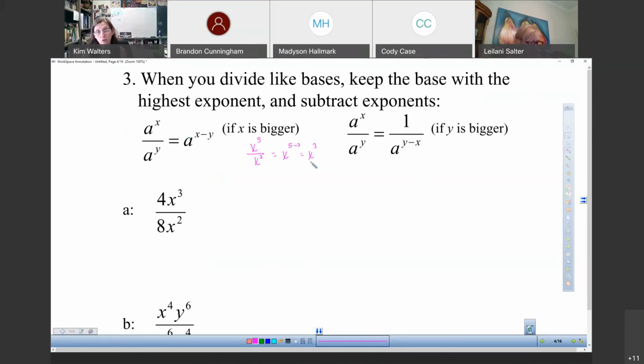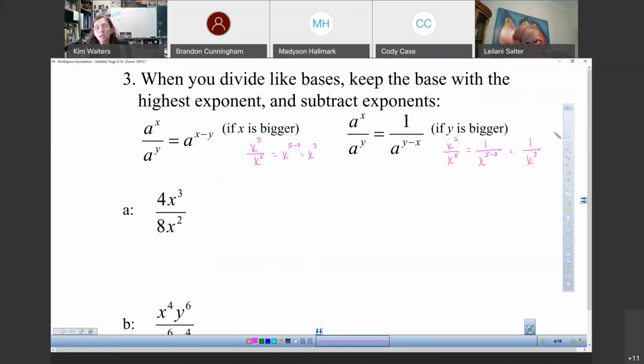Let's flip that over, and let's do this as x to the 2nd power over x to the 5th power. Now my highest power of x is in the denominator. So this is going to become 1 over x to the 5 minus 2 power. And 5 minus 2 is 3, and so I have 1 over x to the 3rd power. And so that's my final answer.